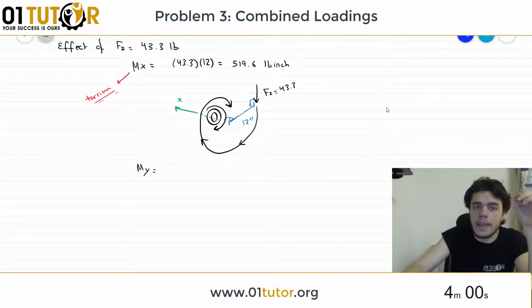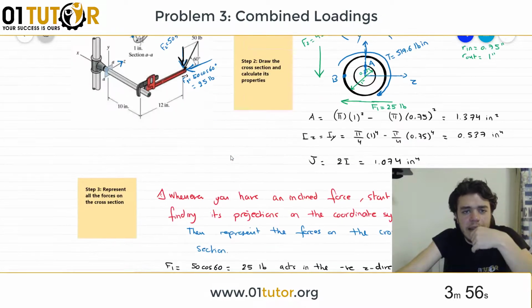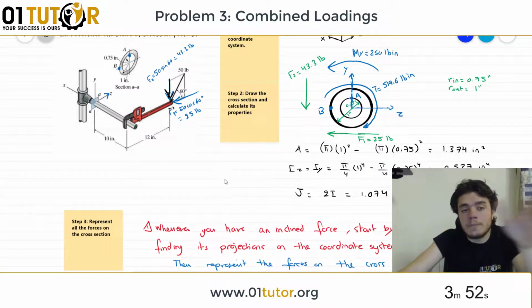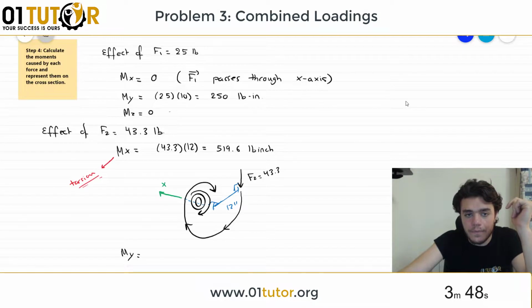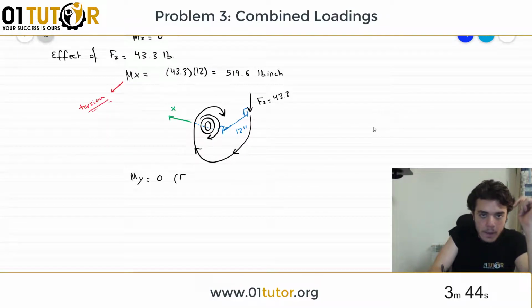What about My? Does F2 create any My? The force vector F2 is parallel to the y-axis. This means that My is equal to 0. So My in here is equal to 0 because F2 is parallel to the y-axis.